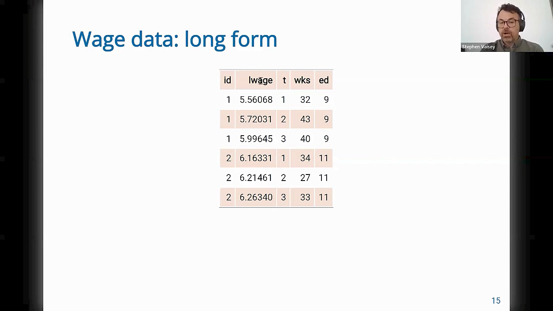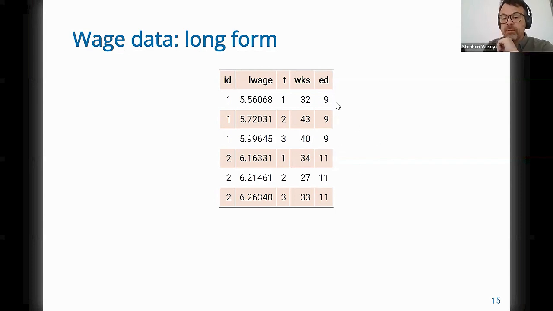And for those things, you can see, how much money, what is the log dollars that you earned this year? So if we exponentiate this, it will give us the amount of dollars that these people earned. This is log dollars for person 2. This is log dollars for person 1. And then how many weeks did you work this year? So this person worked 32 weeks in the first year, 43 in the second, 40 in the third. You can see all this. And then education.